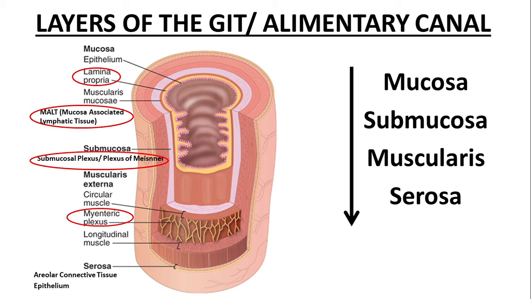Then you have your serosa, or your adventitia layer in some cases, and it contains epithelium and connective tissue.